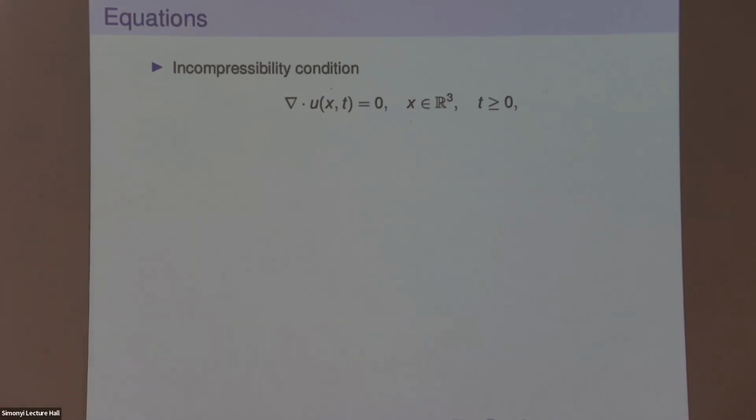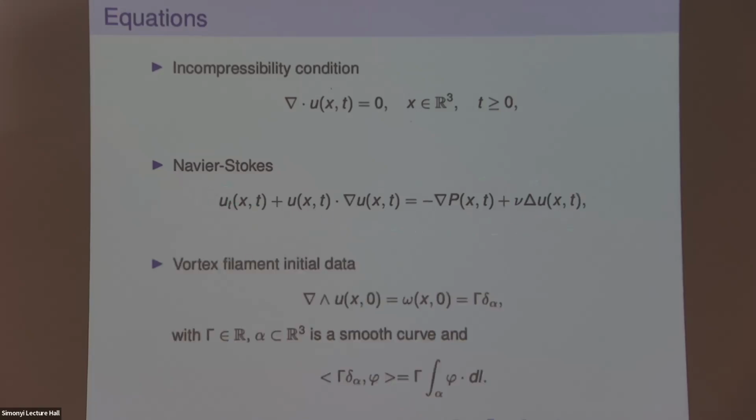Okay, so let's go with the equations. Again, in the incompressible condition, I'm going to be in 3D, and in this first part I'm going to focus on Navier-Stokes. What I want to study is vortex filament initial data, which is initial vorticity given by a delta function along a smooth curve, with amplitude omega. This delta is essentially something we can apply to a very smooth test function, and then we have an integral along a line, with amplitude omega. Very good. This is the type of initial data we want to consider for now.